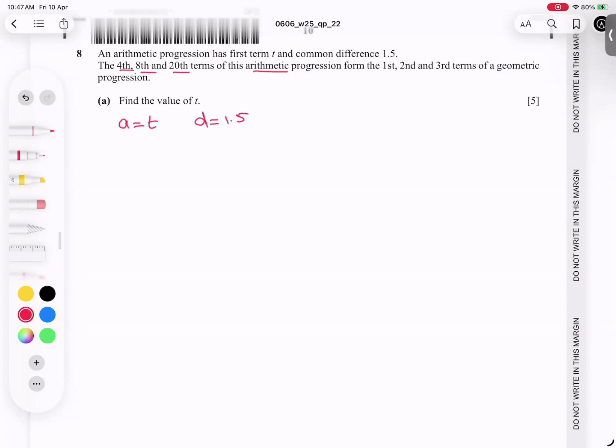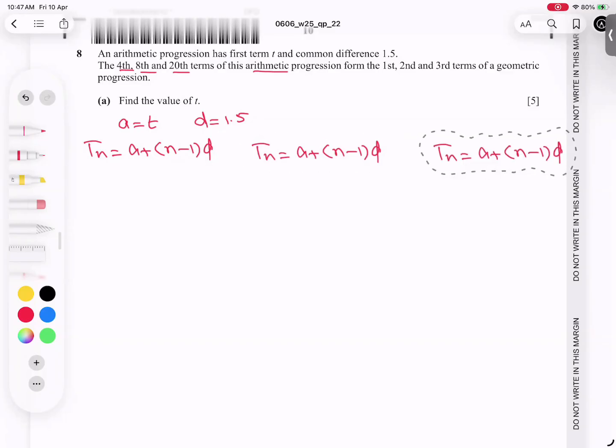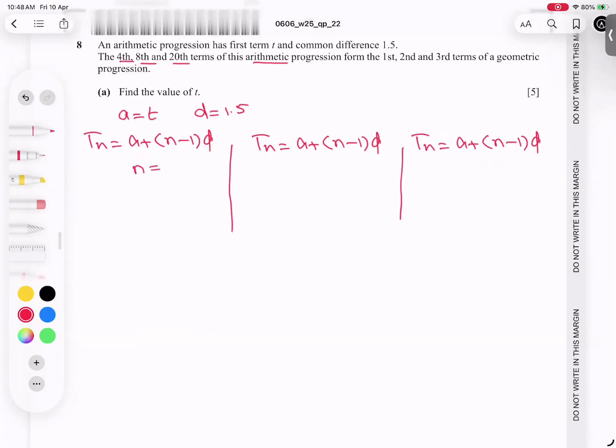So let's try to find all of them first of all. So what is the formula? All of you are familiar. The formula is a plus n minus 1 into d. This formula I'm going to copy 3 times. I need it 3 times basically. First of all, I'm going to plug in n as 4, I'm going to plug in n as 8, and I plug in n as 20.